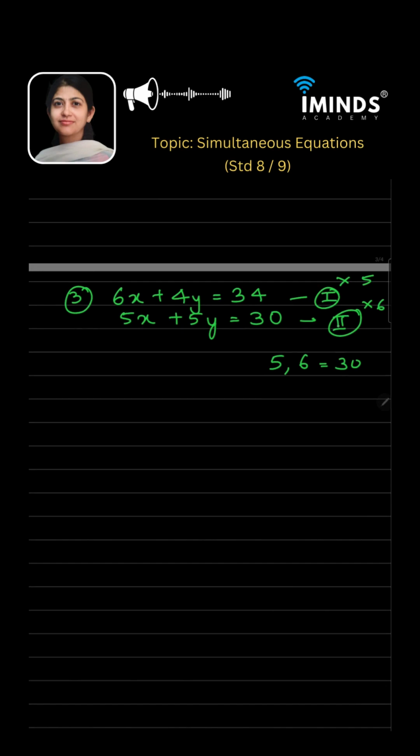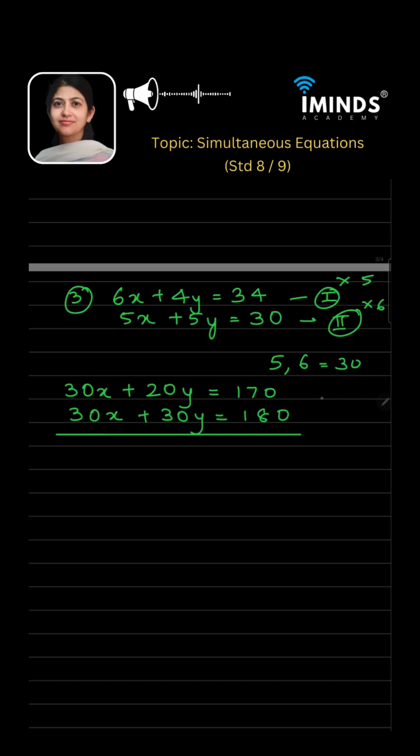Okay, so earlier these were the first and second equations. Now we will get two more new equations that will be called third and fourth. So our first equation will become 30x plus 20y is equal to 34 into 5, how much is that? 170. Correct? And then 6 into 5x, that is 30x, plus 6 into 5y, that is 30y, is equal to 6 into 30, that is 180. So we got these two equations.